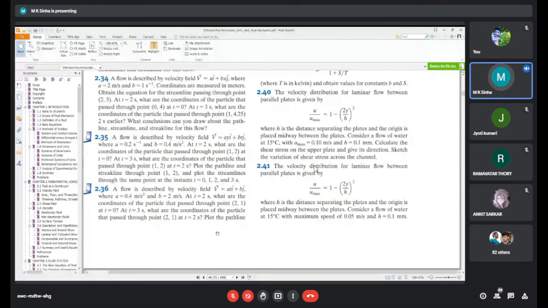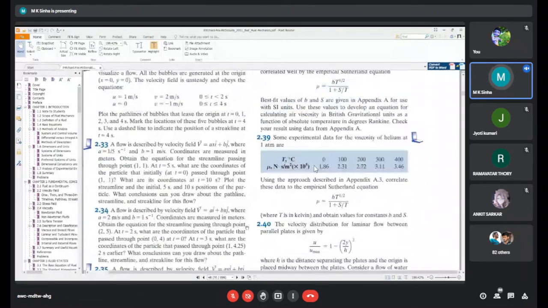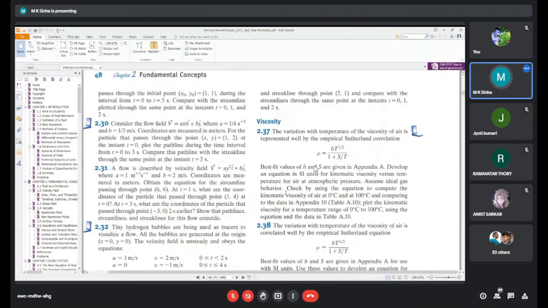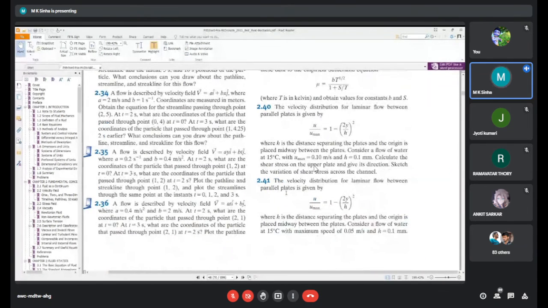So 2.36: a flow is described by V equal to a t i plus b j. A is given, B is given, T. What are the coordinates of the particle at 2, 1 and t equal to 3 seconds? What are the coordinates of the particle 2, 1 at t? And plot the path line and a streak line through 2, 1 and compare with the streamline at instants 0, 1, 2. Yes, is it correct? 2.36.